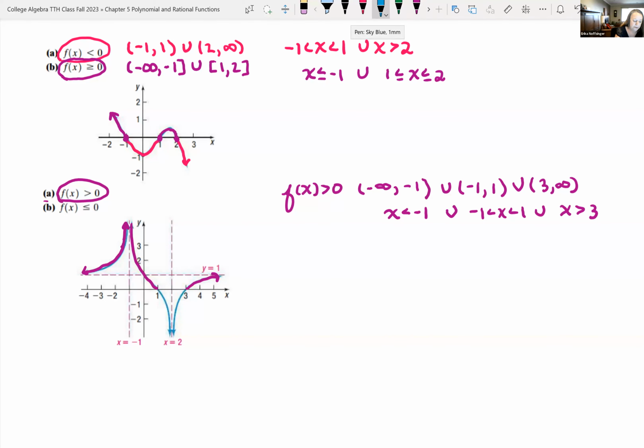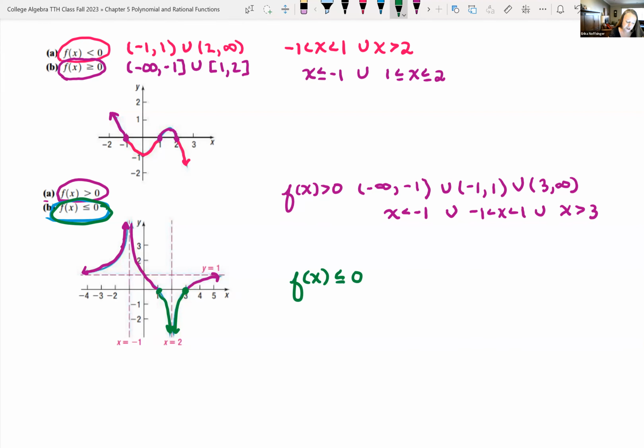Looking at part B, we're looking at where is our function f of x less than or equal to 0. And so these are values where it's equal to 0. So those will be values where we're touching or crossing the x-axis, and values where we're below the x-axis. And so looking at my graph, f of x here is, I'm sorry, not greater than, it's less than or equal to 0.